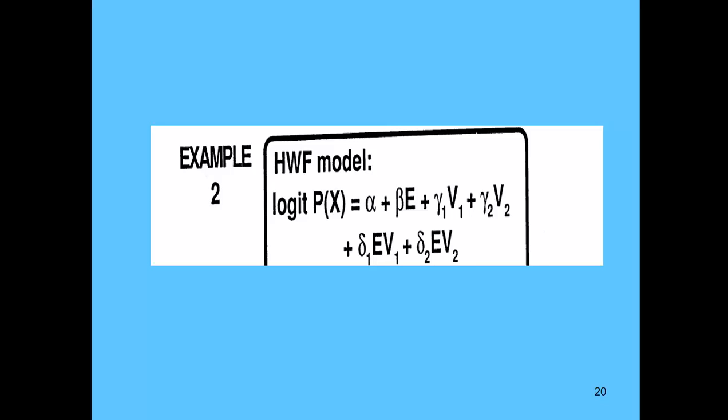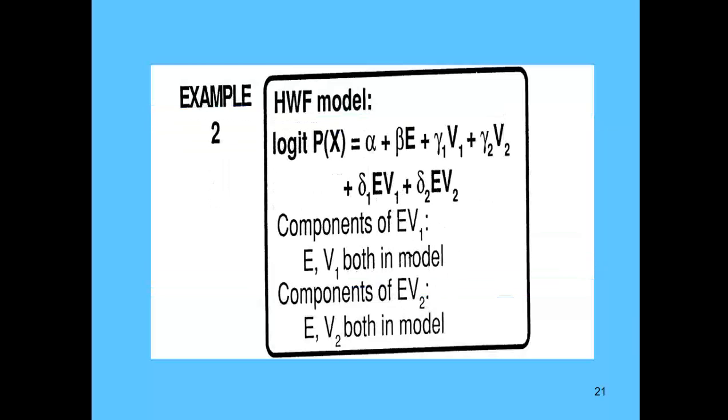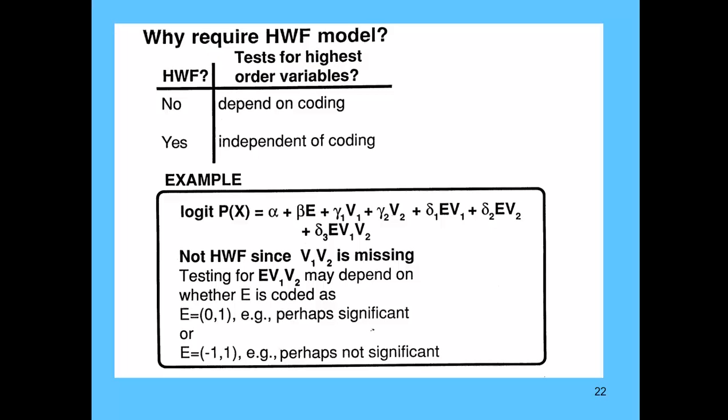Okay, what about this model? Hierarchically well formulated? You take any component in this model, and usually the way you do it is you look at the highest order terms, and you see if all lower order components of the highest order terms are in the model, the sort of subcomponents, and that's true here. So this is a hierarchically well formulated model. This would be legitimate, okay? Because both components of E times V, the EV terms, are in the model. Okay, why require this?